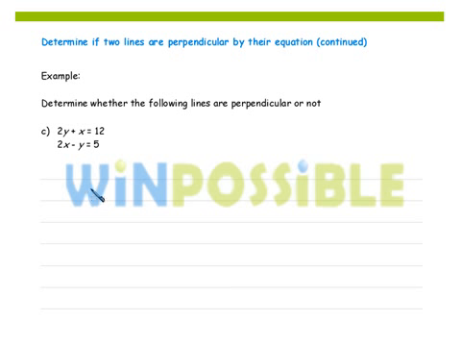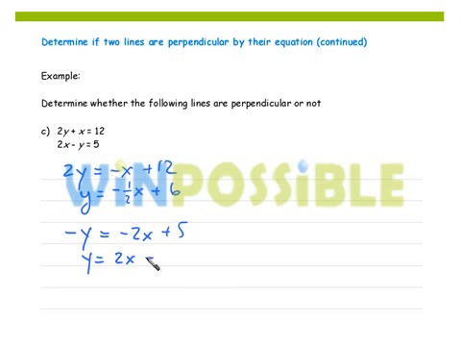Determine whether the following lines are perpendicular or not. Okay, readjusting into y equals mx plus b form, the first line becomes 2y equals -x plus 12. I divide through by 2 to get y equals -1/2 x plus 6. Then in the second line, I rewrite to get -y equals -2x plus 5. Dividing through by -1, I get y equals 2x minus 5.